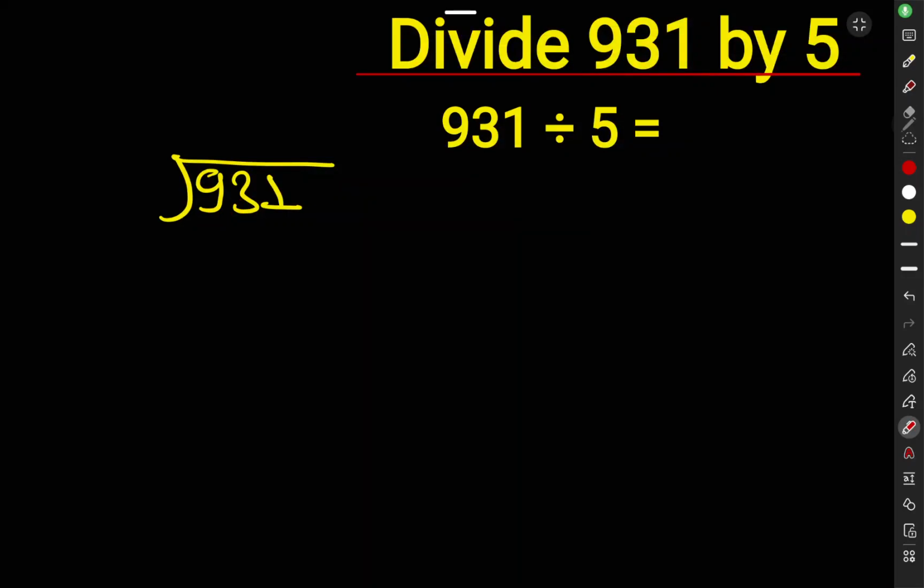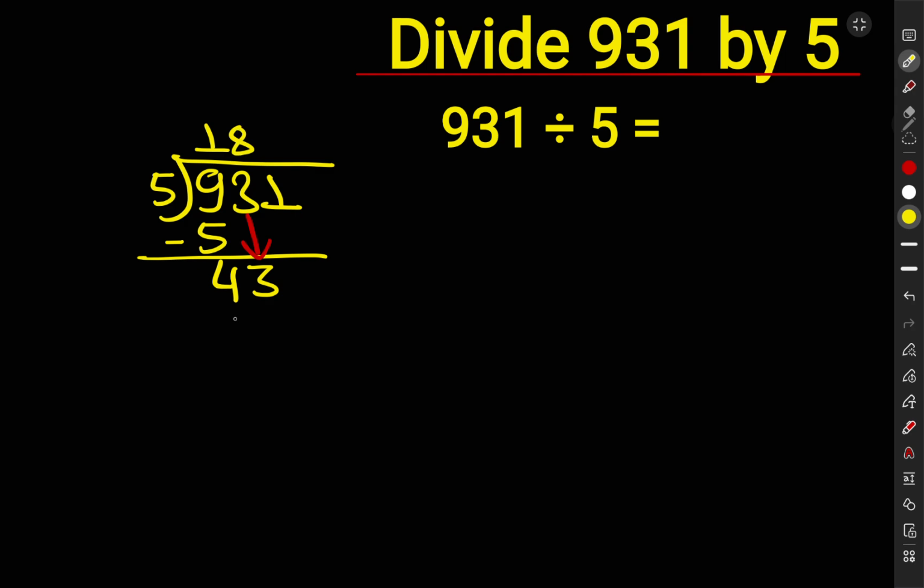We divide 931 by 5 in a long division method. 5 times 1 is 5. On subtracting we get 4. So now we put down this 3 and it is 43.